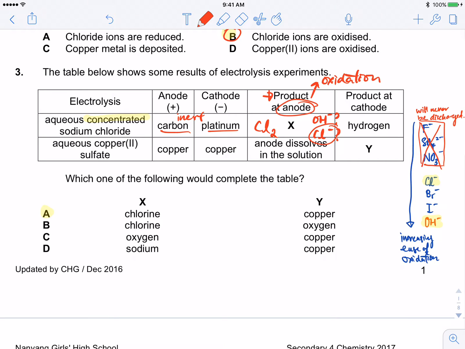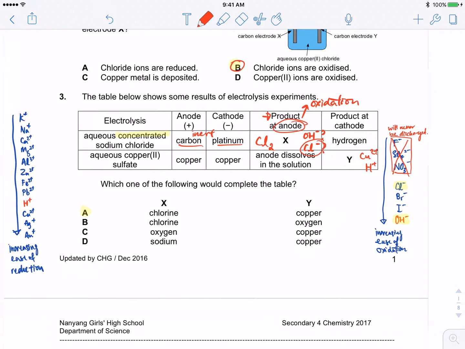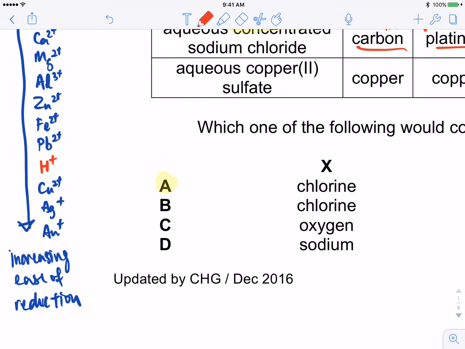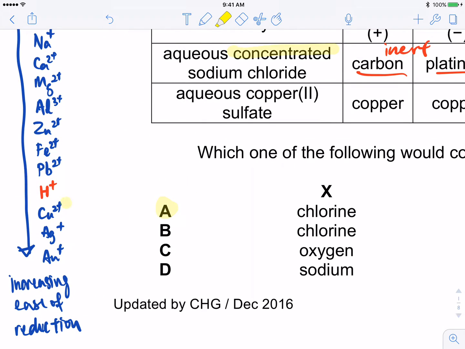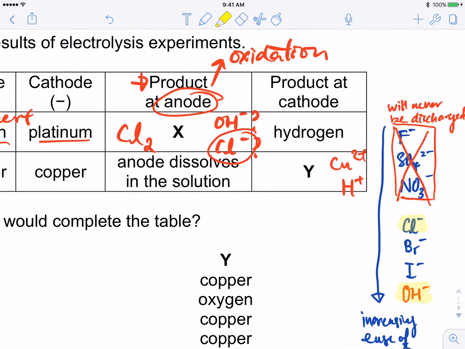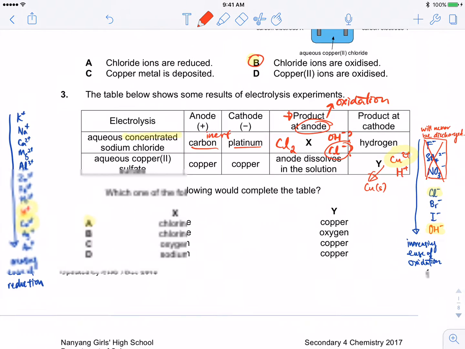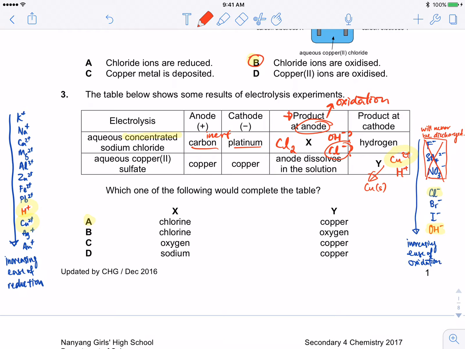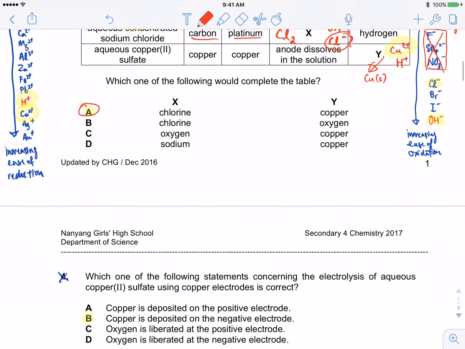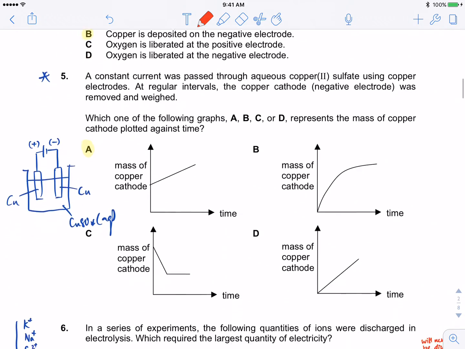Okay, your product at the cathode, we must think of what are the cations present. We have Cu2+ as well as your H+. So if you look at your electrochemical series, we see that Cu2+ is below H+. So Cu2+ will be preferentially reduced and copper will be formed. So if we look at our options, first option X should be chlorine, second one should be copper. The only answer is A. Question 4, almost everyone got it correct, so I won't go through.